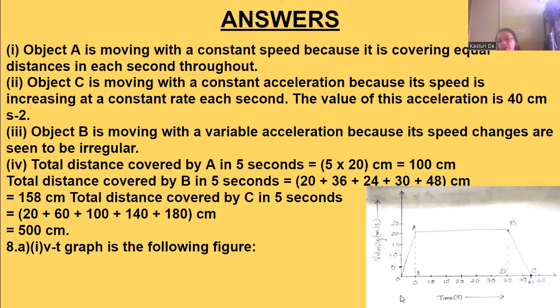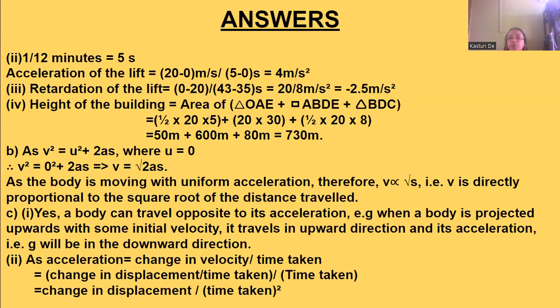It will be a trapezium starting from the origin, that is 0. Then for 5 seconds it will increase its velocity to 20 meters per second. Then it will move in a straight line at 20 meters per second continuously for 30 seconds, and then it will slow down and come to rest after 8 seconds. Okay, so this will be the graph.